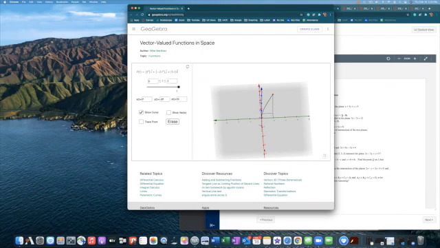But anyway, differentiation and anti-differentiation of these vector valued functions works kind of as we would hope it would.